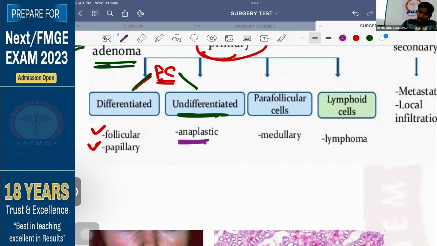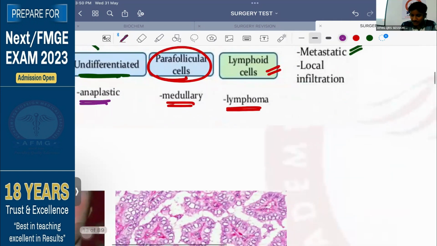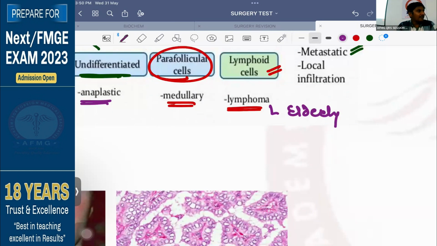ठीक है? If I talk about if the cancer arises from the parafollicular C cell, then the cancer is known as medullary carcinoma of thyroid. And if the cancer arises from the lymphoid cells of thyroid gland, then it is called as a thyroid lymphoma. In thyroid lymphoma, I've told you, it is also common in which patients? Elderly, around 6 to 7 decade of life.